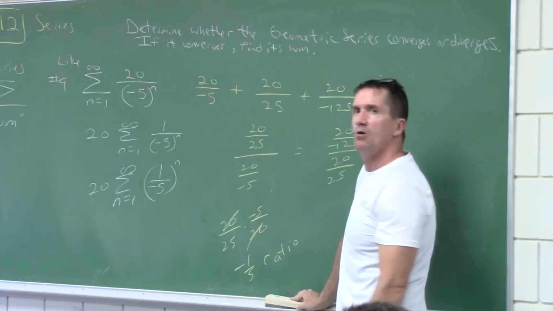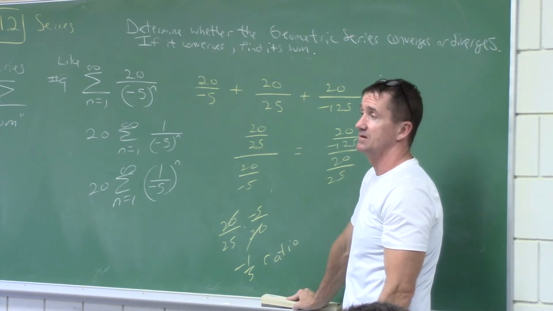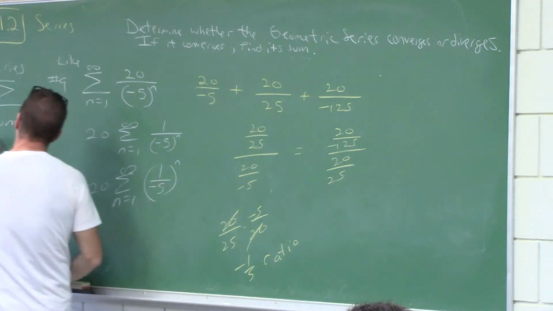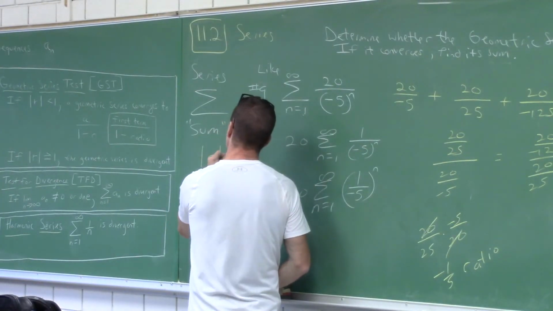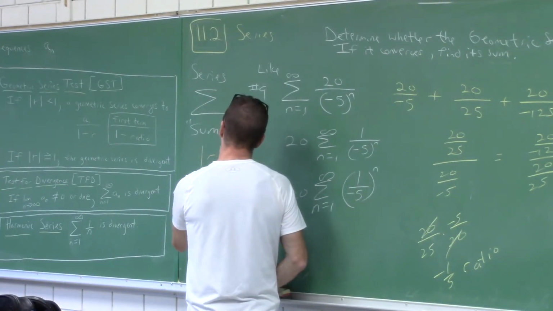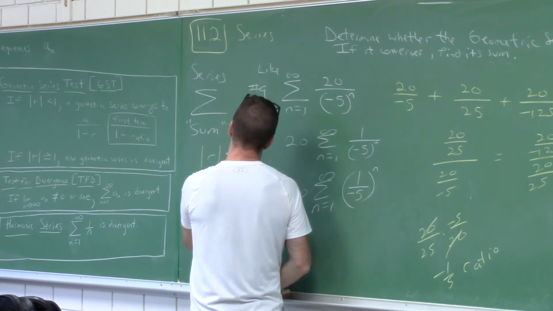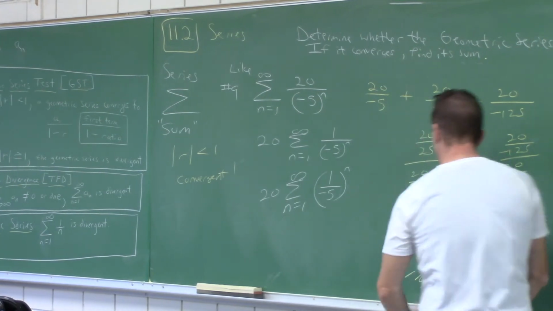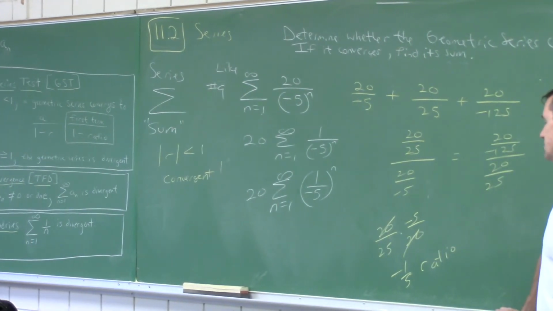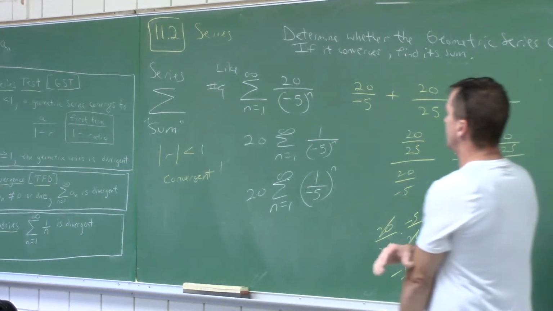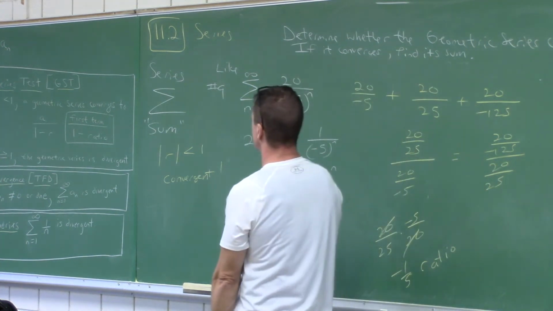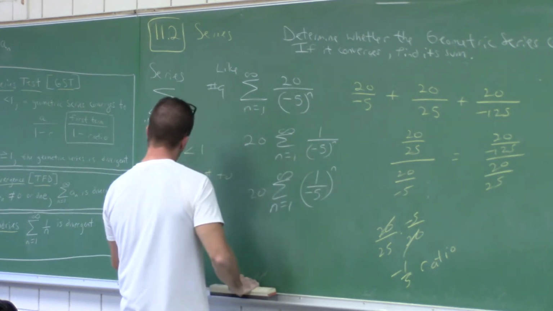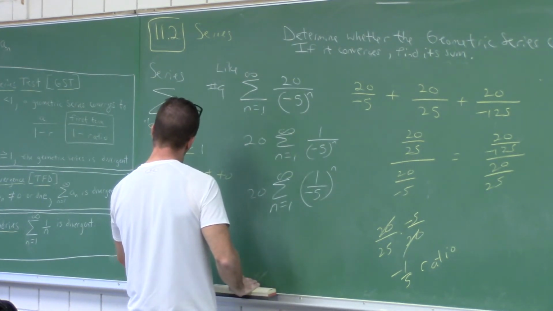Is that ratio less than 1? The absolute value of the ratio less than 1? I need you to explore that. Yes, the absolute value of the ratio is less than 1. This series is convergent. Well, here's the ratio. Let me make sure it looks like a 5. It's negative 1/5. That ratio, the absolute value, is less than 1. This series is convergent. Well, what's it convergent to? It's convergent to first term over 1 minus ratio.